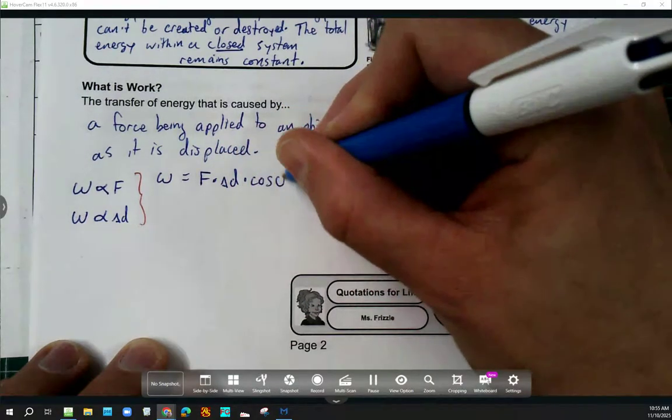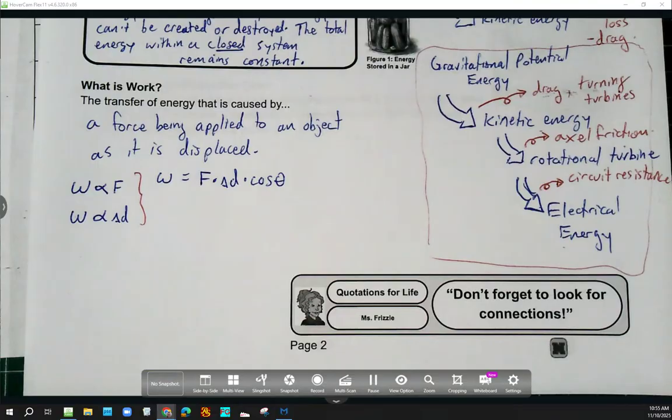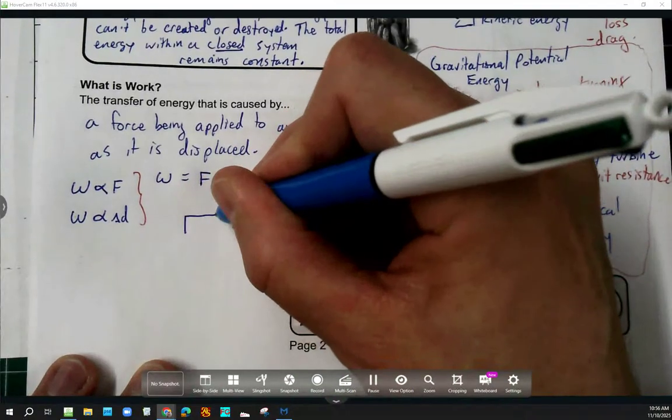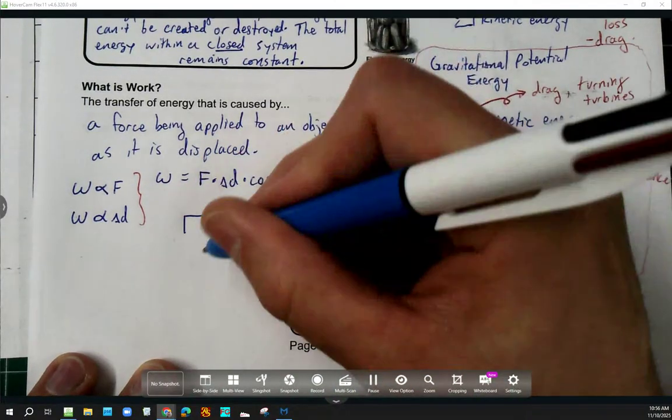Now, if you are really into math, that's a dot product. If you're not into math, it's still a dot product. But force times displacement times cosine theta is going to be our narrow definition of work, okay? That's how you calculate work. And just to make sure that we have the geometry on this one, what the heck is this theta thing that you just talked about?